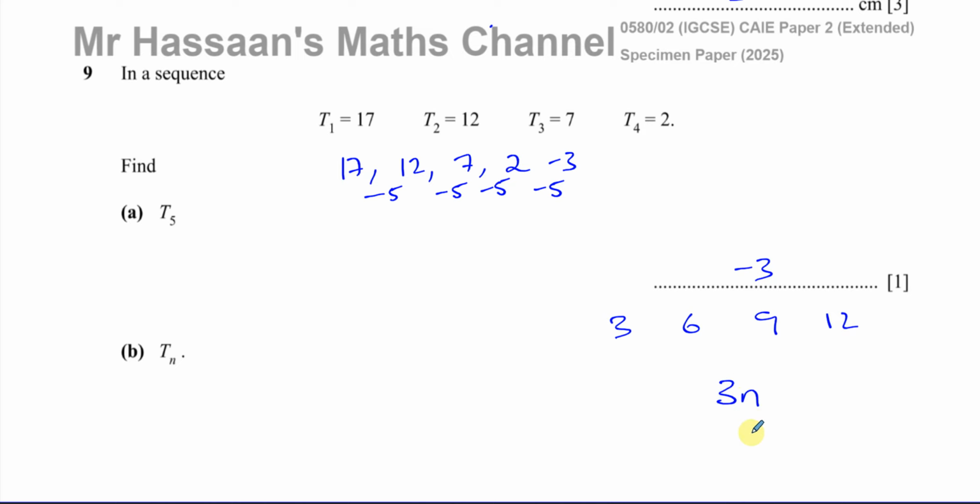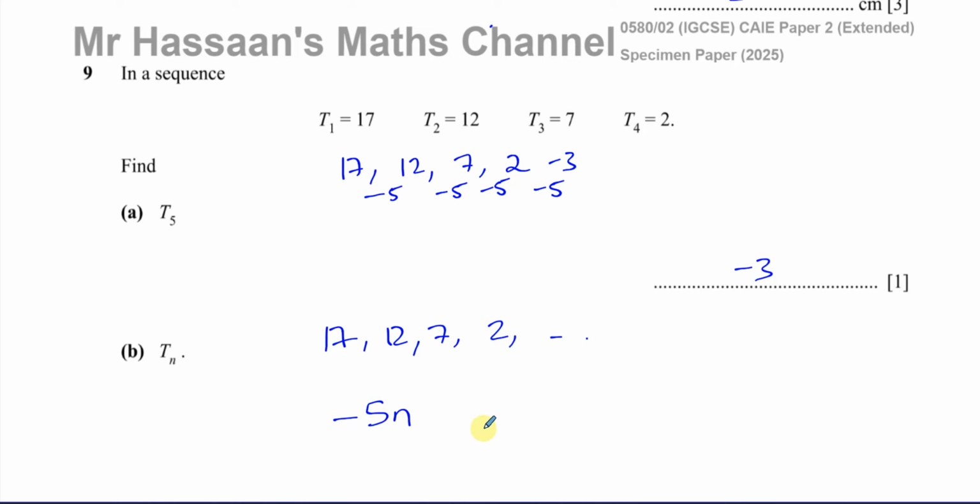In this particular case here, you can see it's going down by 5 each time. 17, 12, 7, 2, and so on. So if it's going down by 5 each time, then it's got something to do with the -5 times table. So we say -5 times n. That makes something going down by 5 each time. So the first term of this sequence would be -5, then it would be -10, -15, -20, and so on.